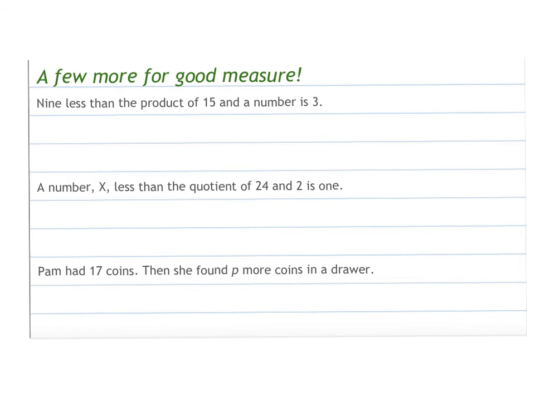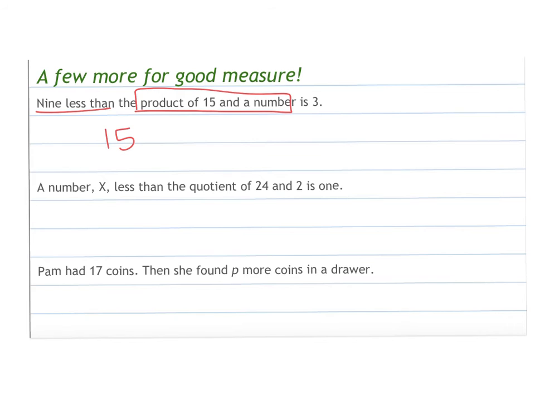Okay, a few more to try. Feel free to pause and try them on your own. 9 less than the product of 15 and a number is 3. So I see that is 3, so I know this one is going to be an equation because it'll have an equal sign. Again, 9 less than means we are subtracting 9 from the product of 15 and a number.